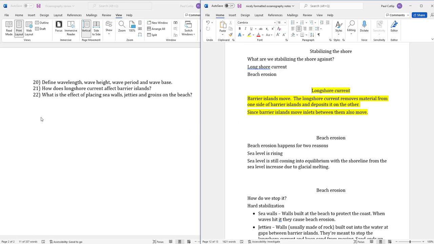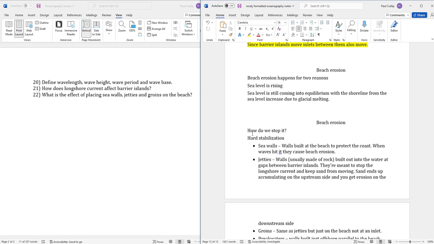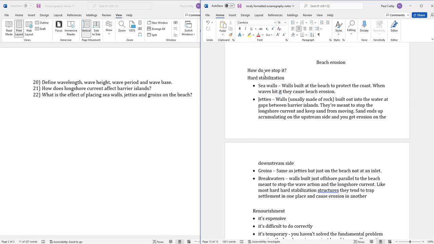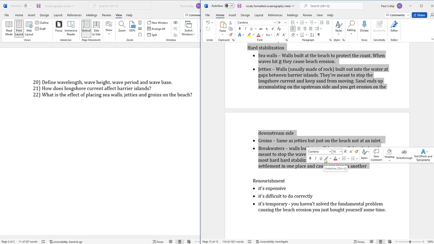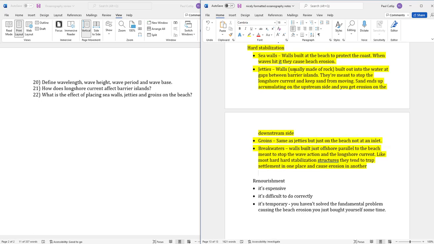And then just one question about beach erosion. What's the effect of placing seawalls, jetties, and groins on the beach, right? I can summarize it by saying, okay, first of all, seawalls cause beach erosion, right? Seawalls, the minute the water hits them, the beach is gone. You can build higher tech seawalls, but you're never going to have a beach in front of it.